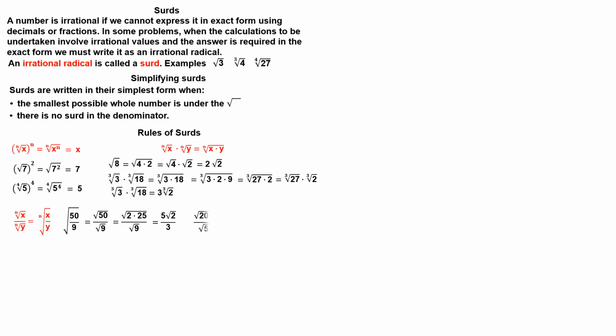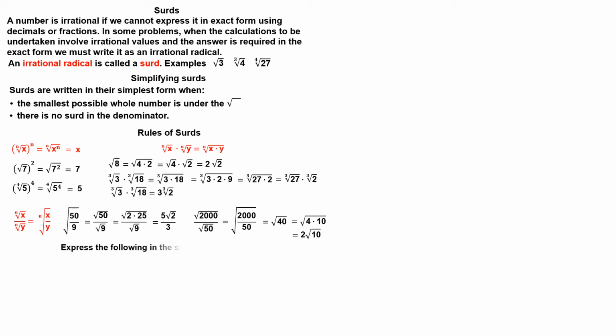The square root of 2000 divided by the square root of 50 is the same as the square root of 2000 divided by 50. 2000 over 50 is 40, and 40 is 4 times 10. Therefore, the square root of 2000 divided by the square root of 50 is 2 times the square root of 10, or 2 root 10.